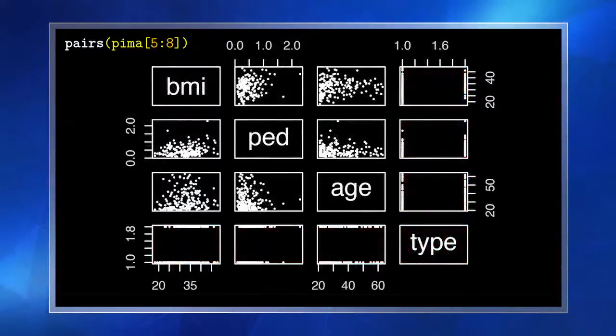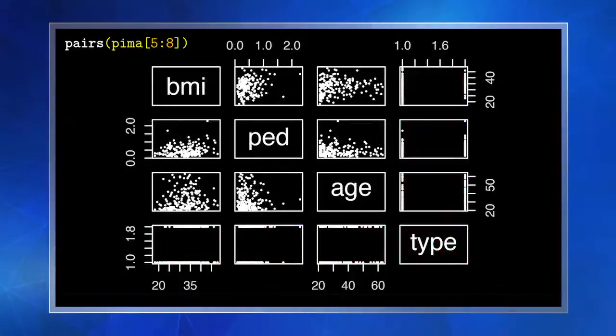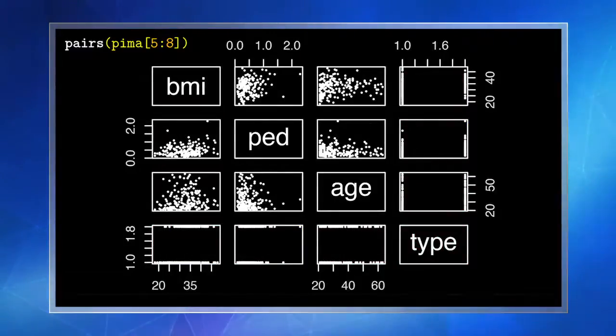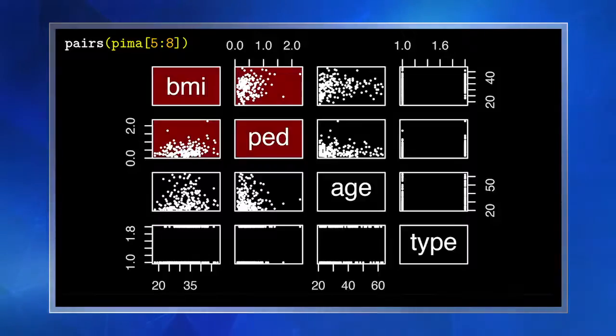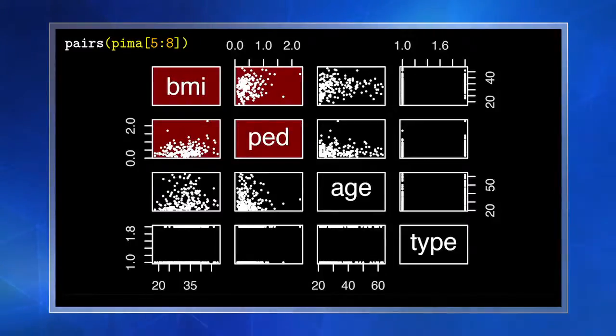Here's a pairs plot of the other quantitative values: BMI, PED, age, and type. Notice there's a slight relationship between body mass index and PED, which is our degree of diabetes. Now we can do a correlation analysis of our data, and this is going to tell us the relationship between our variables.